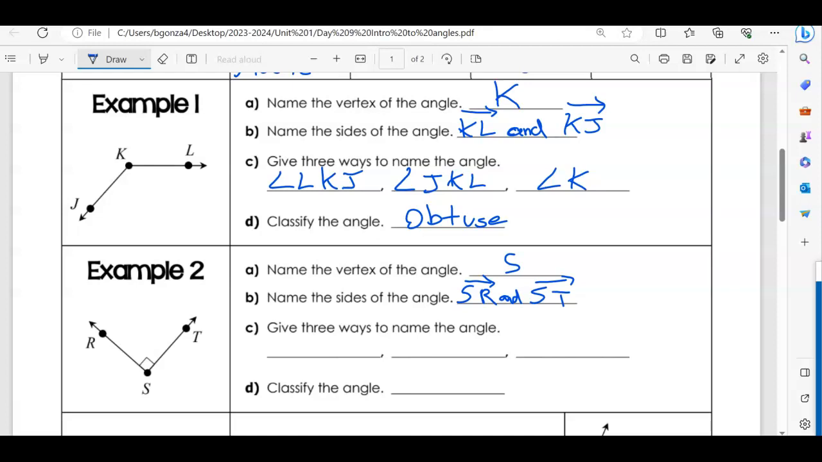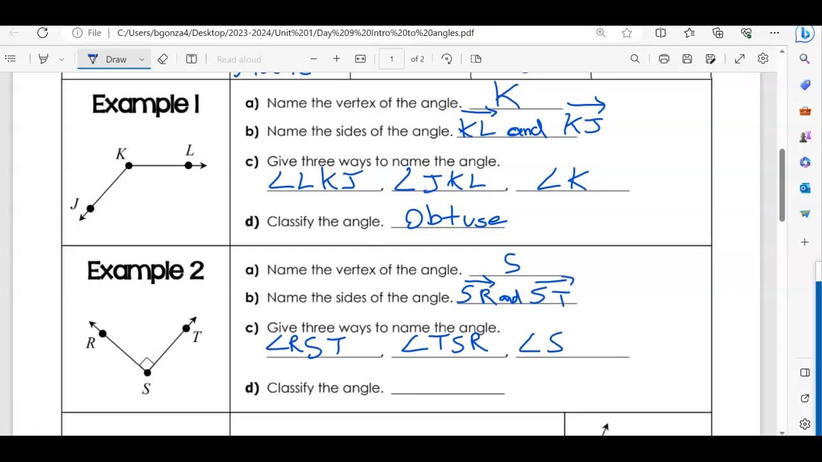Now, to name the angle, I'd say three letters in a row. RST, the middle letter is the vertex. So angle RST is one of them. You can also flip it, right? Go with me, without phones. So flip it around, it's TSR. And since it's by itself, what can I call it? Angle S. Cool.